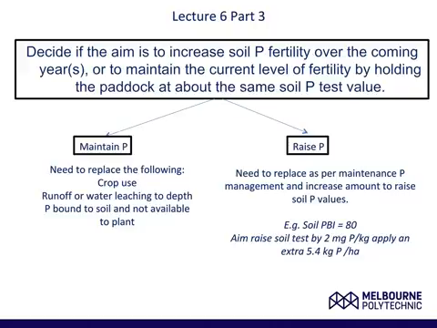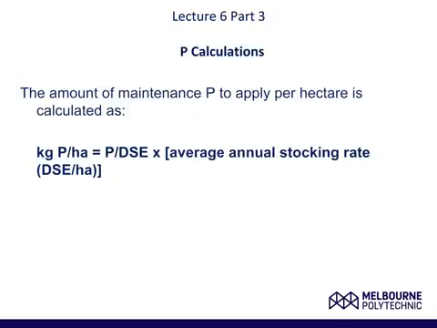Therefore, you need to understand your soil tests. If your soil PBI is equal to 80, and the aim of raising P is to raise your Colwell soil test by 2 mg of phosphorus per kilogram of soil once over the year, you would apply an extra 5.4 kilograms of phosphorus per hectare.